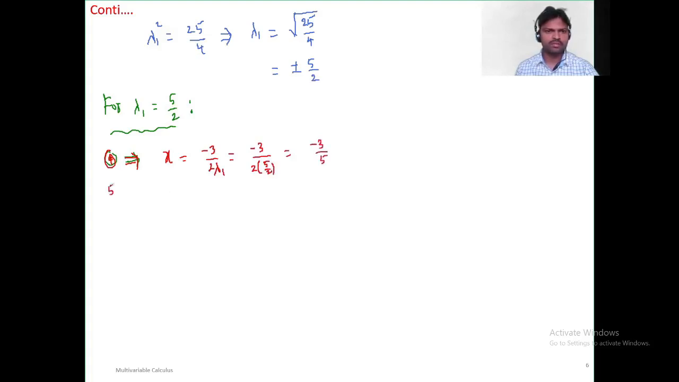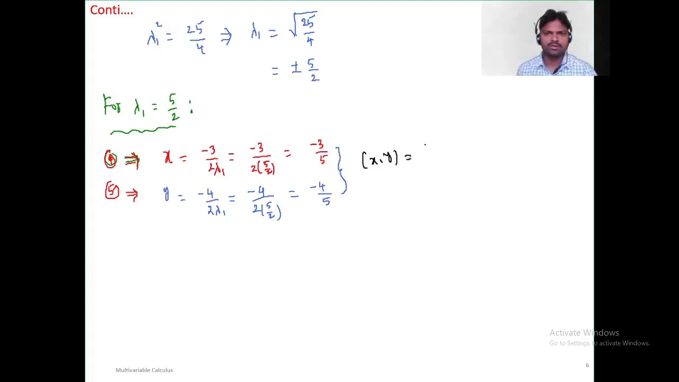Next equation number 5 implies, what is the y value? The y value is minus 4 by 2 lambda 1, isn't it? Check once. Now this is minus 4 by 2 into 5 by 2. Again 2 is out, you will get minus 4 by 5. So now the point x comma y is minus 3 by 5 comma minus 4 by 5.